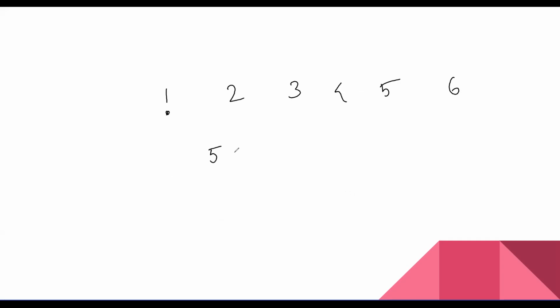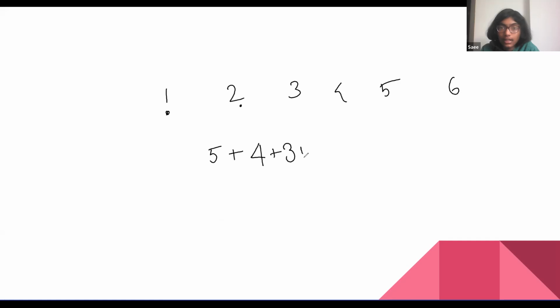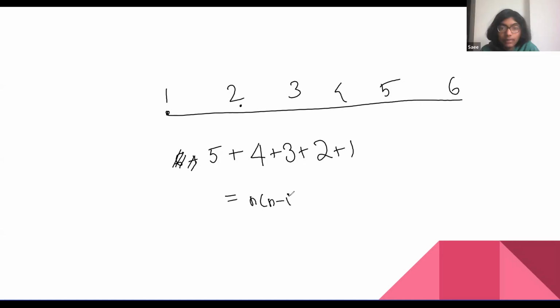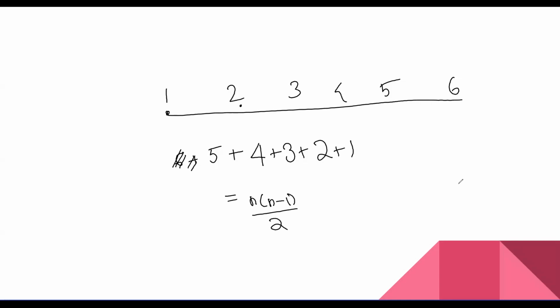And when we fix 2, we're going through 4, 3, 2, and 1. So when there are 6 values, we're not doing 1 plus 2 plus 3 plus 4 plus 5 plus 6. We're only doing 1 plus 2 plus 3 plus 4 plus 5, right? And that is why it's n into n minus 1 by 2 instead of n into n plus 1 by 2. Does that make sense? Very good question, Nidhi.